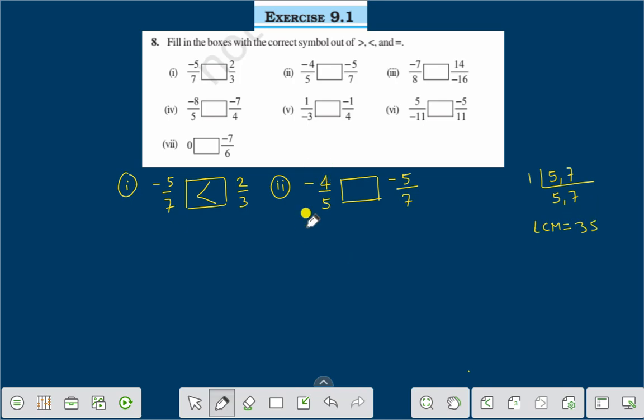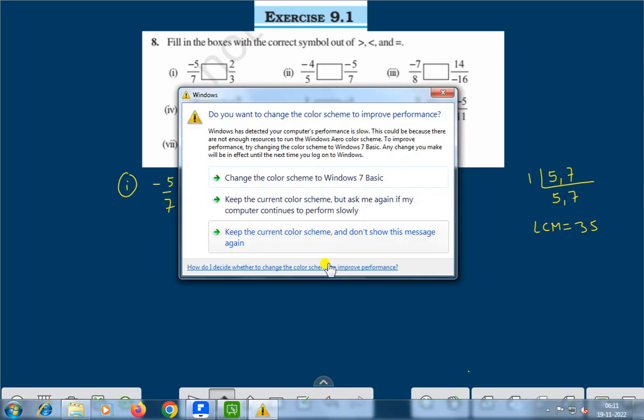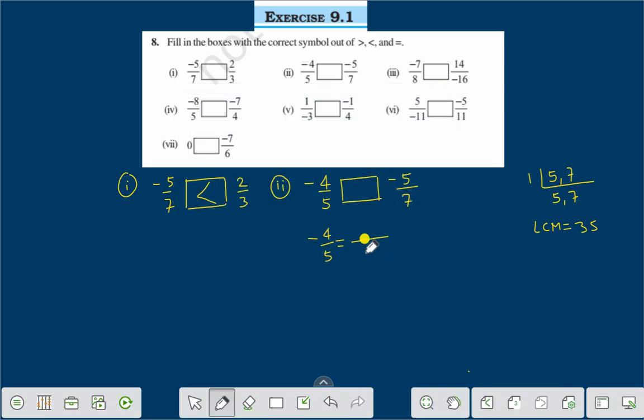Right? Now this number is minus 4 by 5. If we divide LCM 35 by 5, we'll get 7. We have to multiply both numerator and denominator with 7, right? Therefore, minus 4 into 7, that is minus 28, by 5 into 7, that is 35.